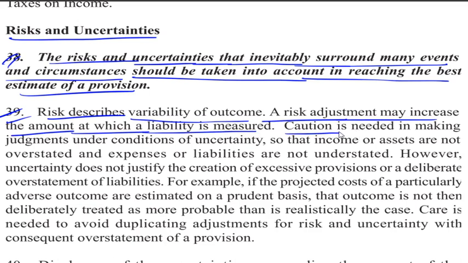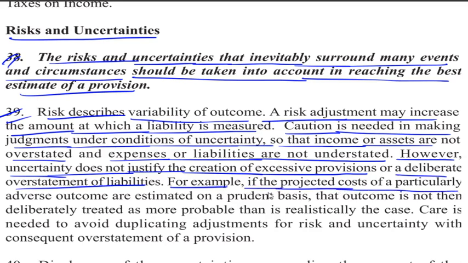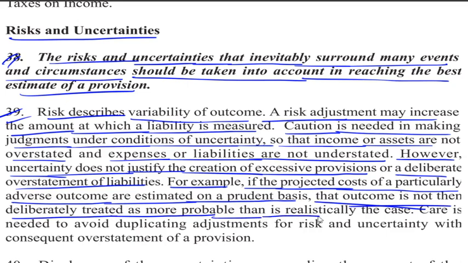Caution is needed in making judgment under the conditions of uncertainty so that income or assets are not overstated and expenses or liabilities are not understated. However, uncertainty does not justify the creation of excessive provision or deliberate overstatement of liabilities. For example, if projected cost of a particularly adverse outcome are estimated on a prudent basis, that outcome is not then deliberately treated as more probable than is realistically the case.